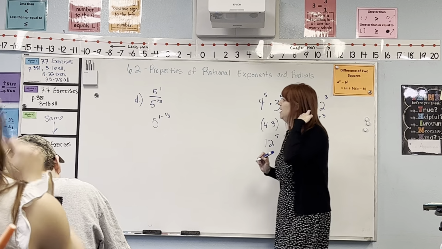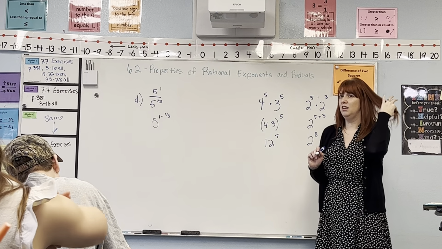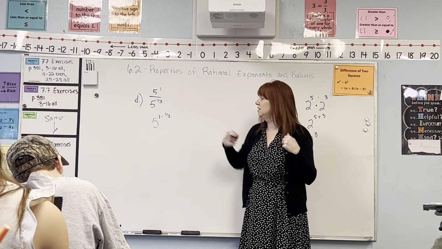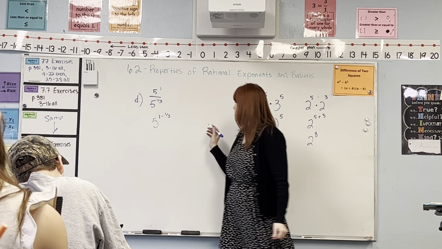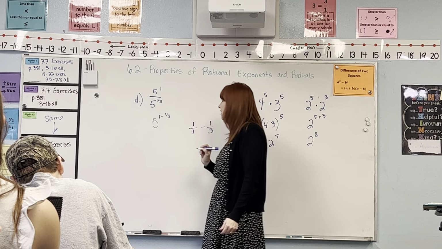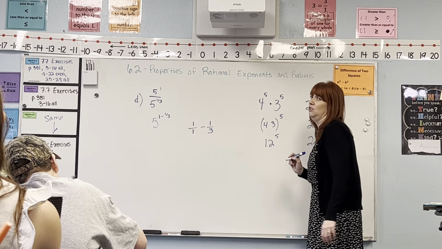So 1 minus 1/3. Wait, why is it minus? Because when you're dividing, you subtract the exponents. Oh, okay. So it's 1/1 minus 1/3. Again, if you can type, I'm always going to teach you this because it's good for you to know fractions.